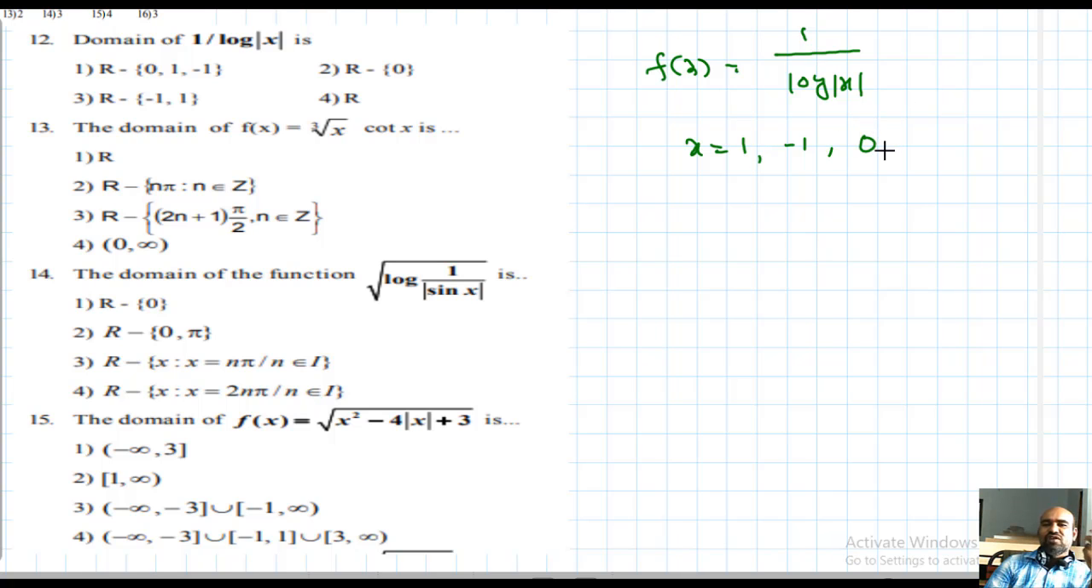Except these three values, everything you can take instead of x. That's why the domain of f is all real numbers except these three: minus 1, 1, 0. Yeah, I can go with option 1. Next.